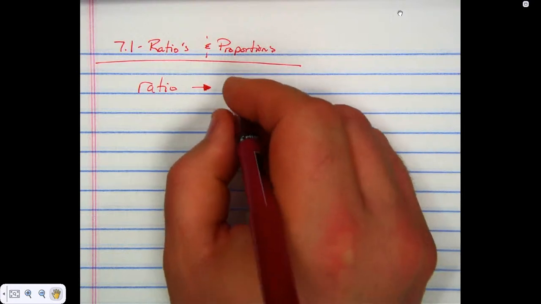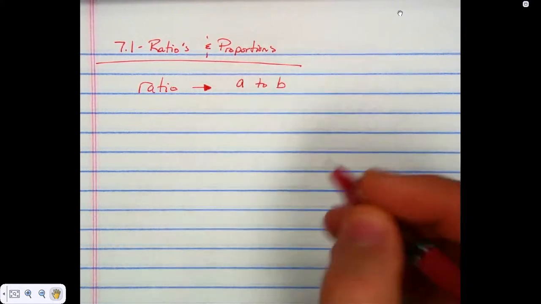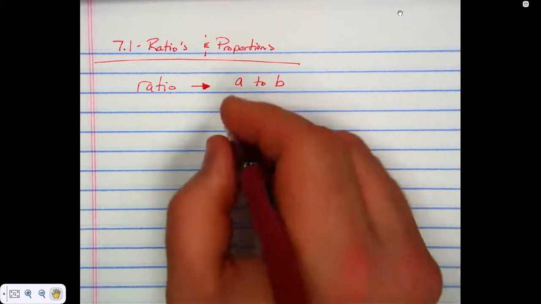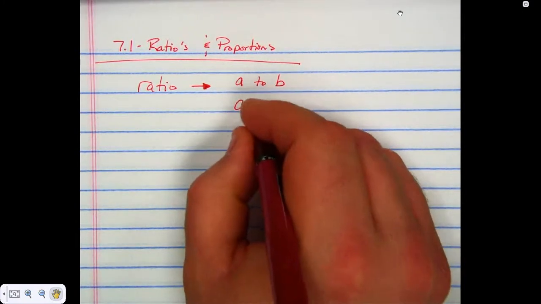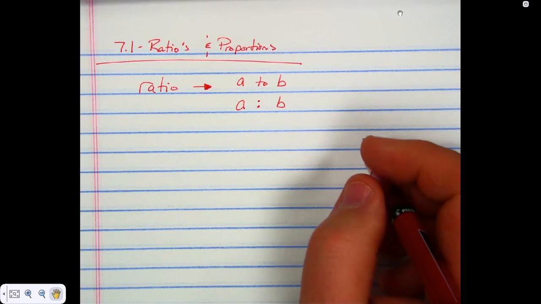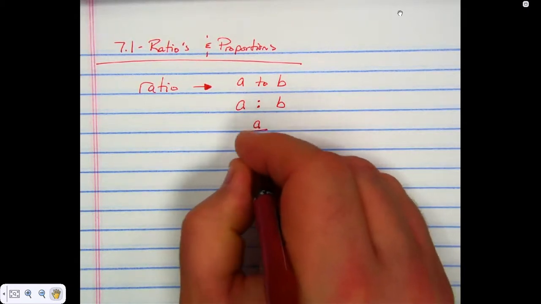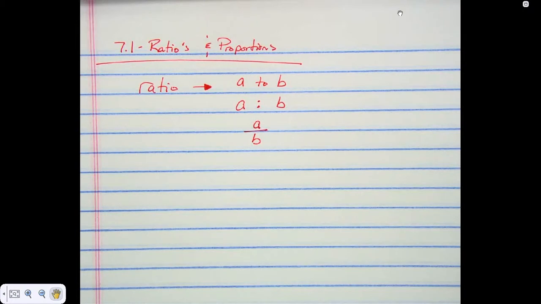A ratio is when you compare A to B. That's one way to write a ratio. They also use a semicolon to write a ratio. The most common way, and what you're used to seeing, is simply this: A over B. A mixed number is not a ratio because there's a number in front, right? A ratio is something over the other one.